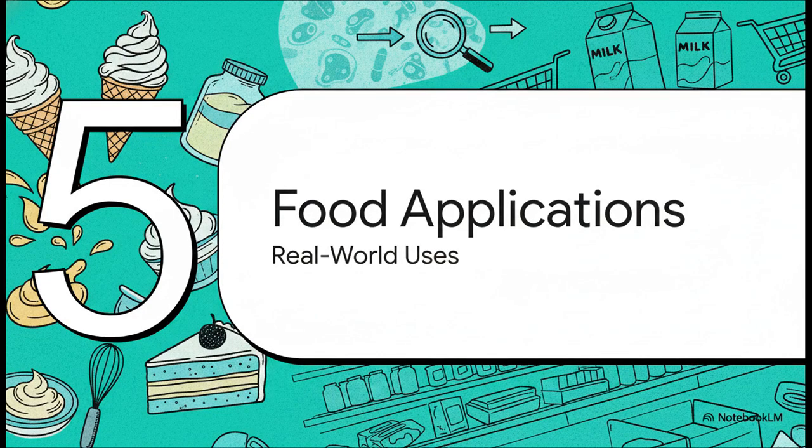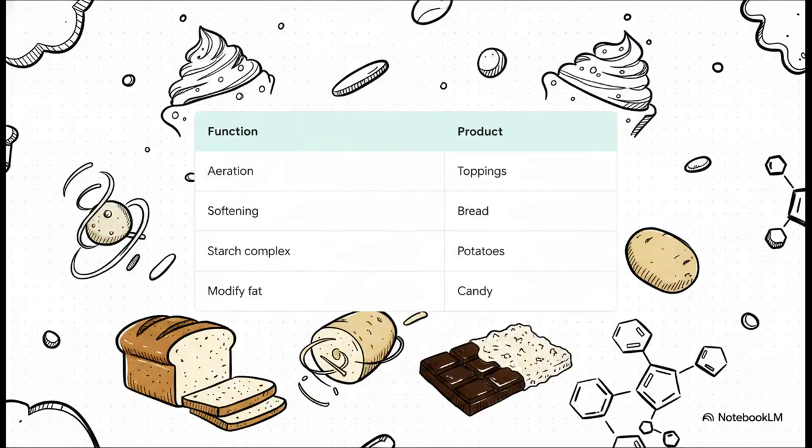Now, let's zoom out a bit for part 5, real-world food applications. Emulsifiers do so much more than just mix liquids together. They engineer the very texture, structure, and freshness of our food. In whipped toppings, they trap air for aeration. In bread, they actually complex with starch molecules, sliding right into the helical portions of amylose to soften the crumb and severely delay staling. In chocolate, they modify fat crystallization so you don't get that weird white bloom on the surface. They are fundamental architectural tools for food.